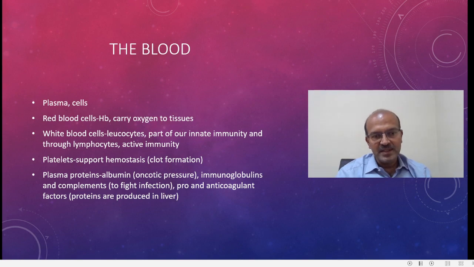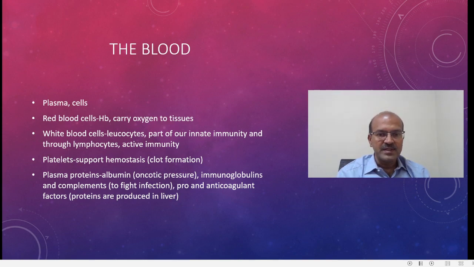The plasma proteins are a complex factor, and there are multiple proteins. Albumin is the most important in terms of quantity and function. It has a huge role in maintaining the oncotic pressure, so it retains the intravascular volume, because the water stays in and doesn't leak out of the capillaries because of the albumin being present in the blood vessels.